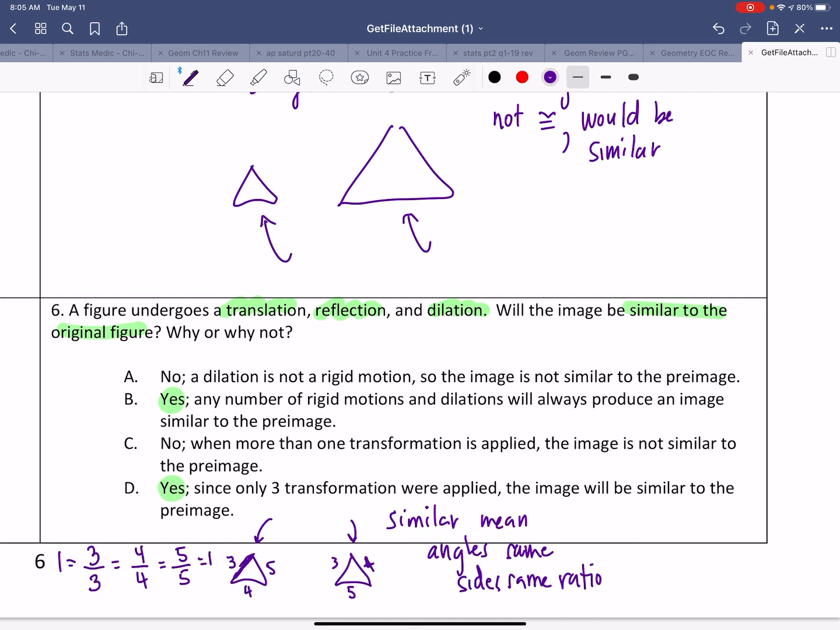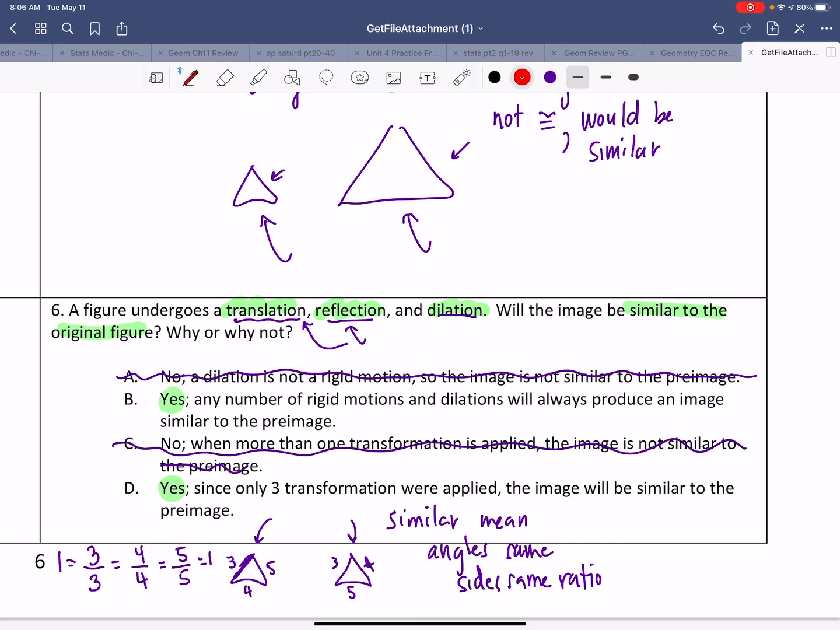So let's read. Then we also already know that by translating and reflecting, those are definitely going to create this similar. Dilating creates this, where the shape is blown up or shrunk. So, no, dilation is not rigid motion, so the image is not similar. No good. Yes, any number of rigid motions and dilations will always produce an image similar. I like that. Let's keep reading. No, when more than one transformation is applied, the image is not similar. That's not true, and we know it.